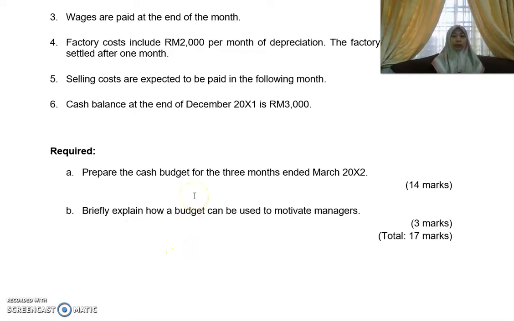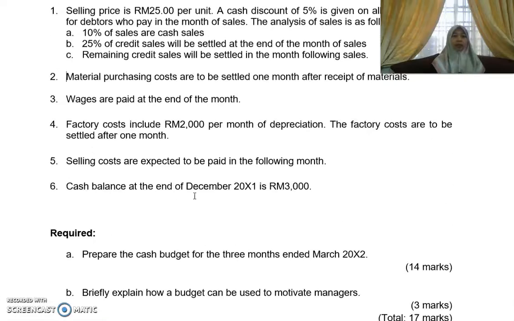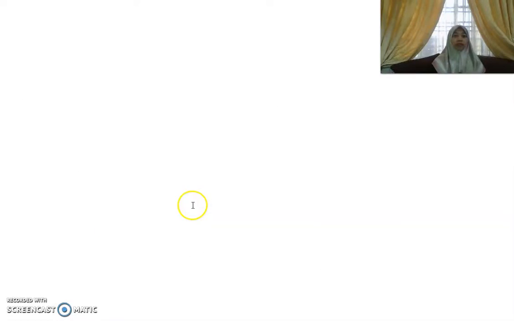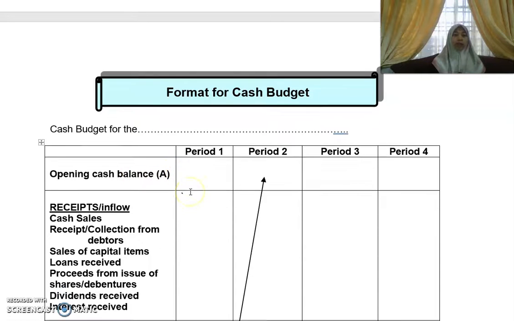How are you going to prepare the cash budget? Just follow the format that I have mentioned. This is the format of preparing your cash budget. You put in the title, the cash budget for which period. Next, you put in the opening balance. If you just started, then you will have a zero balance. Now, you already have an opening cash balance.